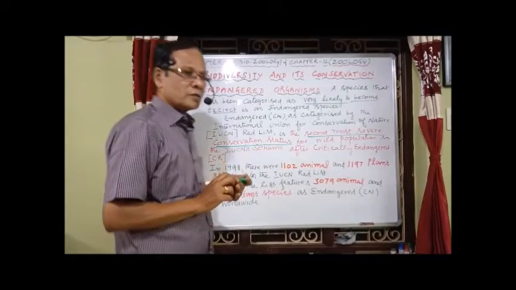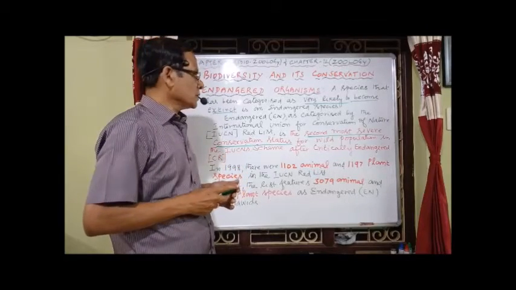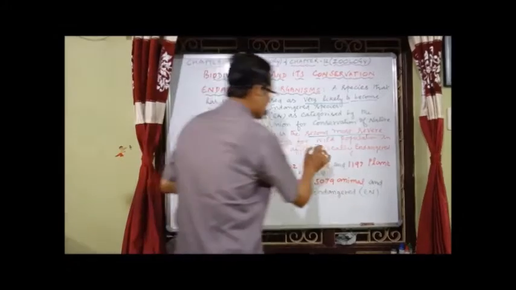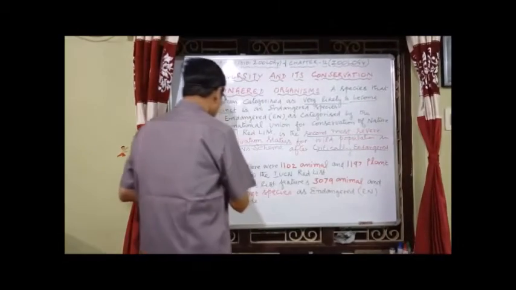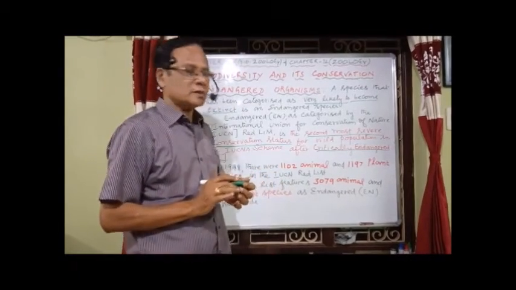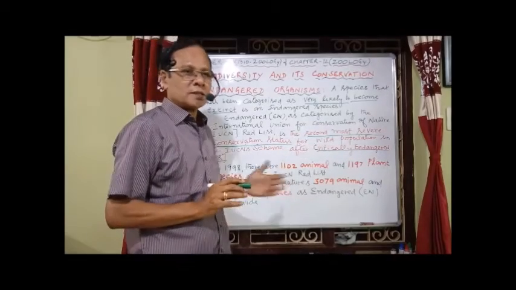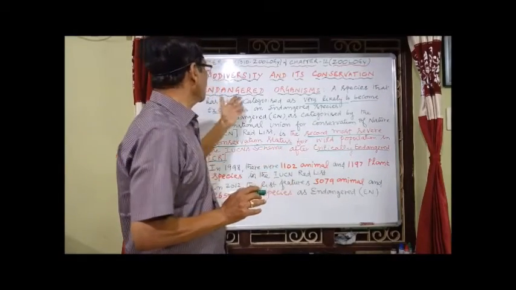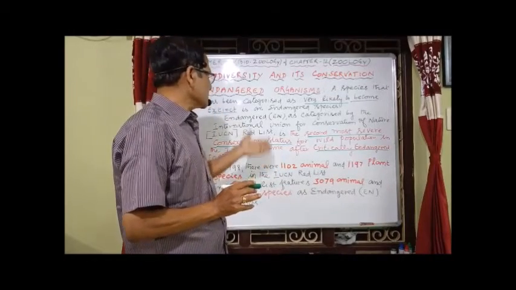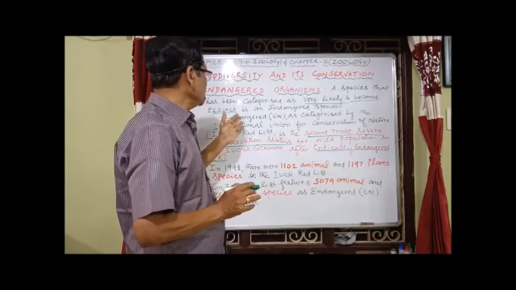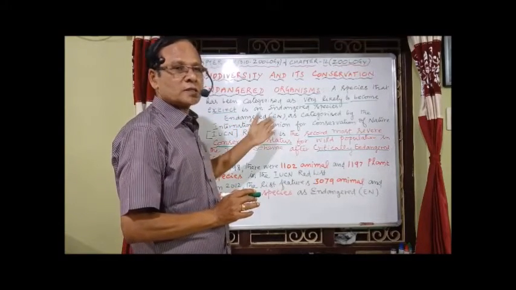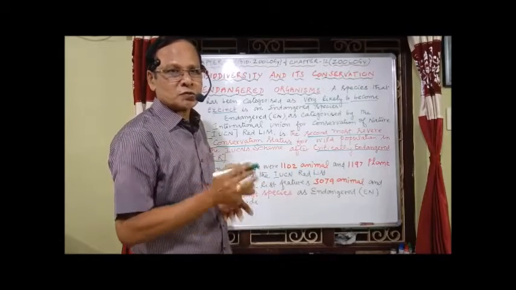That means we have to conserve these organisms. The first in the conservation status is critically endangered species. The second one is what we call endangered species. This status is given by the IUCN, the International Union for Conservation of Nature and Natural Resources.